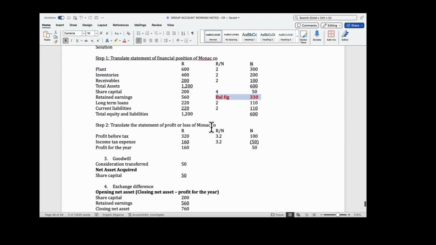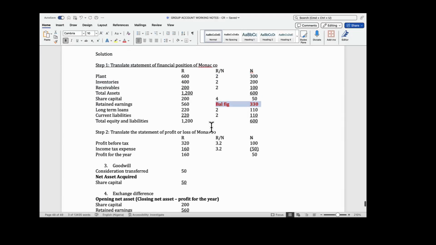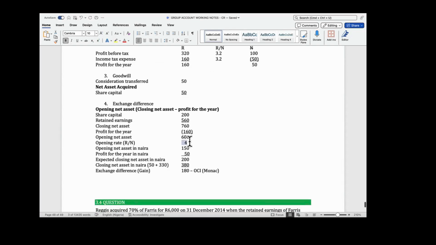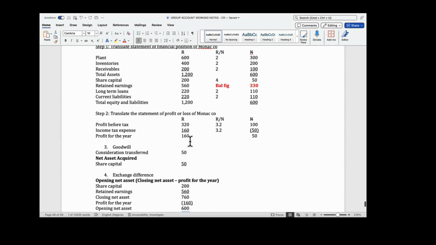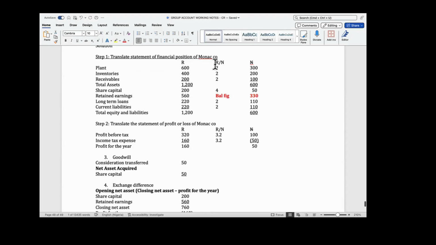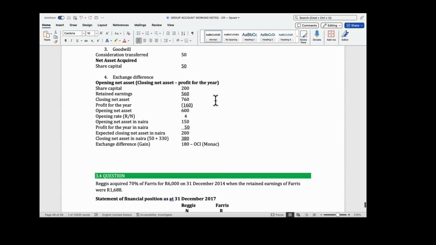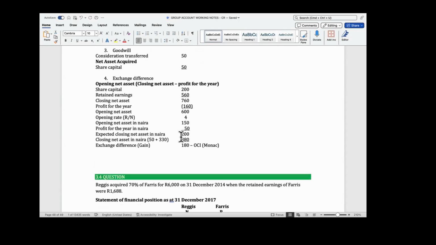And this makes sense that it's a gain, because it was 4 naira before, and now it's 2 naira. Naira is getting much more value. So we would have some gain in terms of naira, which is why we are having this gain that we have in our books.